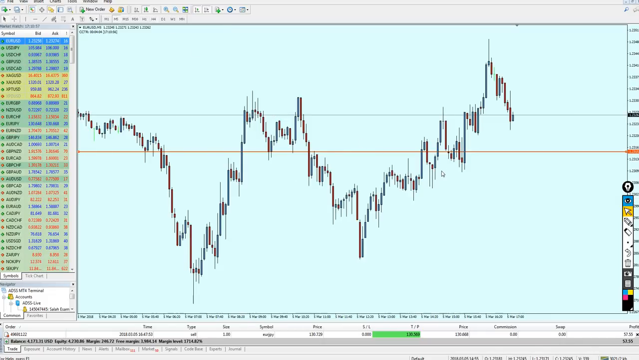I'm just giving you the basics of how this thing works. How does it work? It just works as simple as that, guys. You have to look at the 4-hour chart, find your direction, and go along with it.